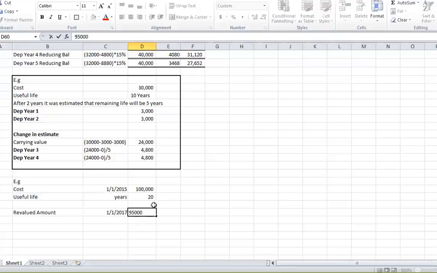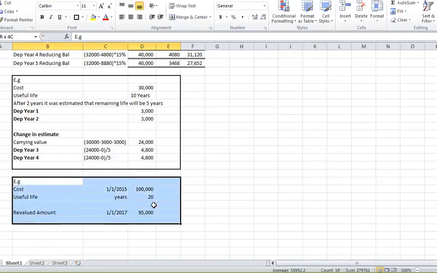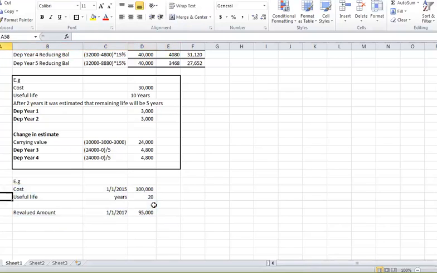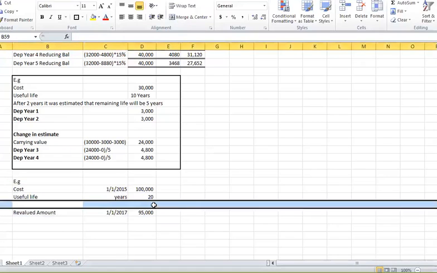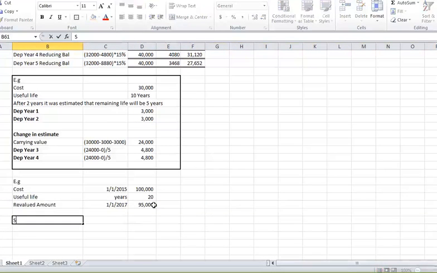95,000 pounds. So this is a small example. What should we do? In this example, you can see the asset has revalued. So let's solve this example and let's discuss how to tackle these type of examples.